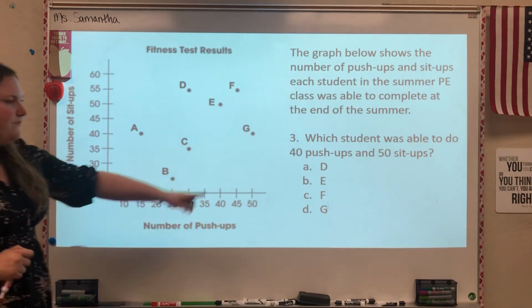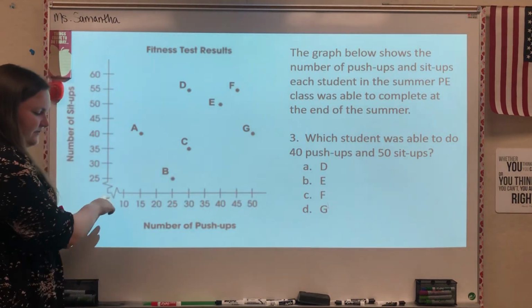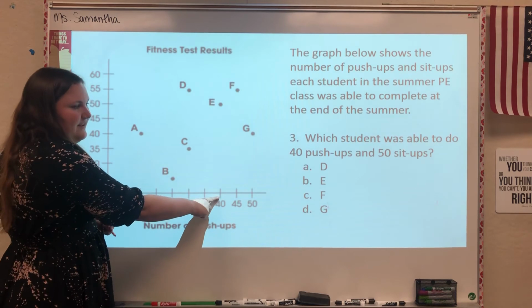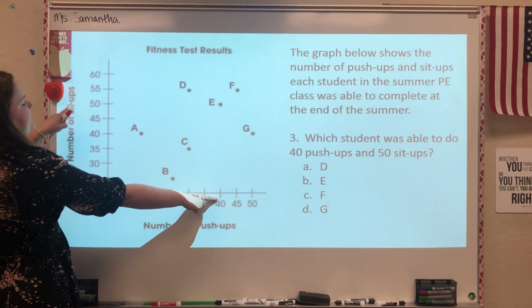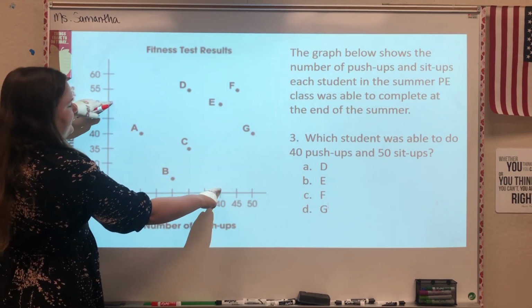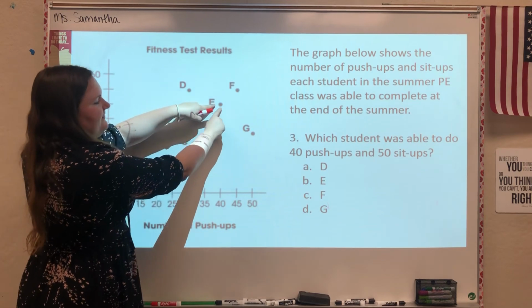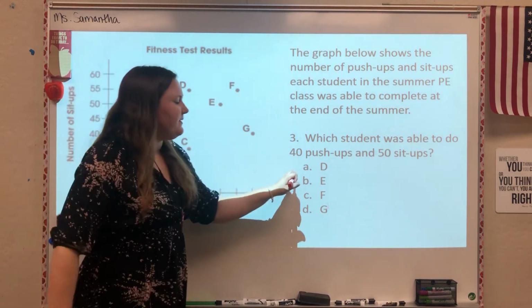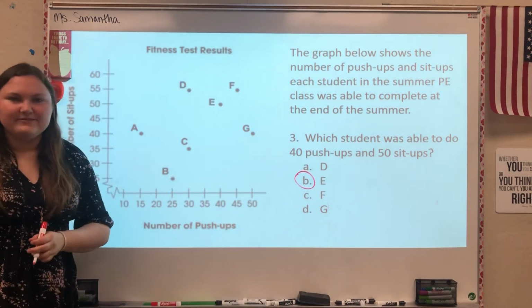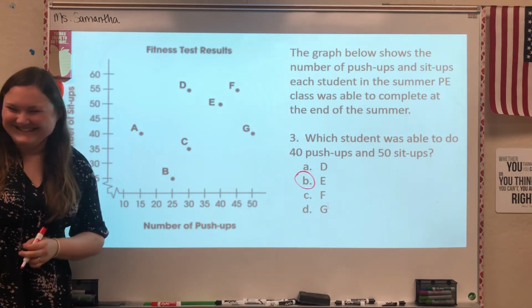All right. Well, 40 push-ups would be our x coordinate. Push-ups 40, 50 sit-ups. What student is there? Student E. So we would want to see option B, which is student E.